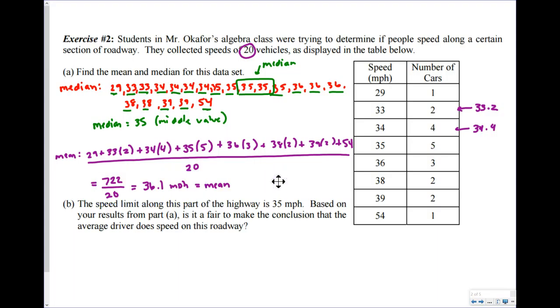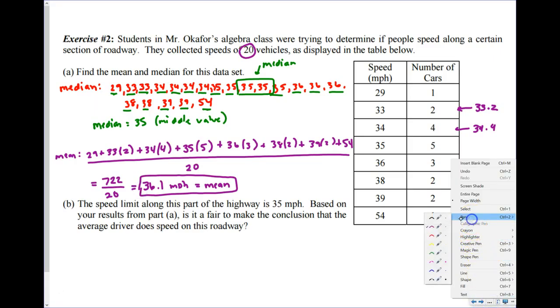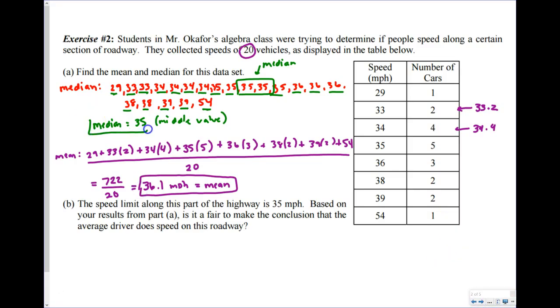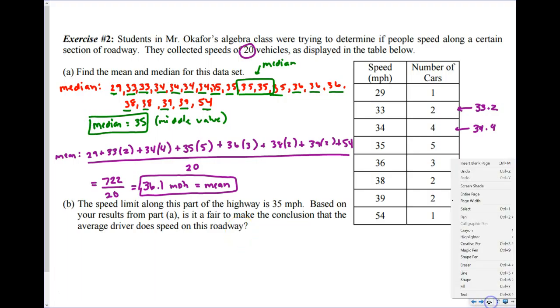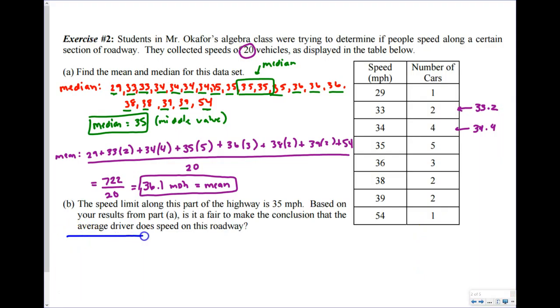So now we're going to talk about analyzing this information a little bit. So look at letter B. The speed limit along this part of the highway is 35 miles per hour. Based on our results from A, meaning we have our mean right here is 36.1, and our results for our median, which was 35, is it fair to make the conclusion that the average driver speeds on this highway? Can we conclude that here? So that's what this is saying. Can we say the average driver speeds? Can we agree with that?